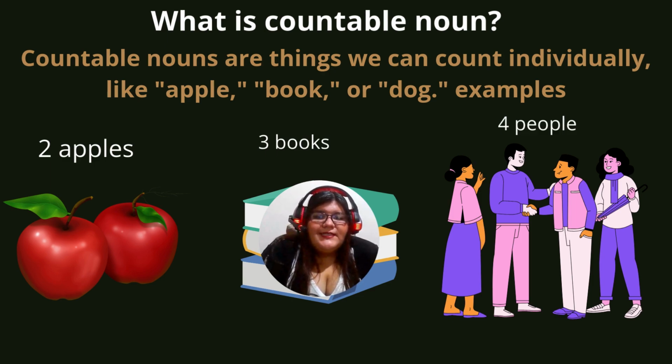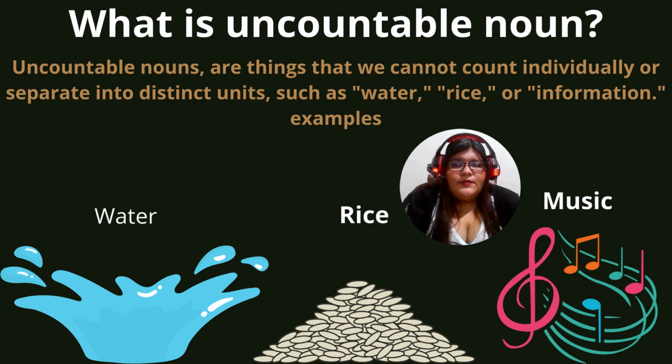Then I have three books, right? You can touch them, you can see them. We have three books. Then we have here four people, right? We can count them. We will know the difference between countable nouns and uncountable because with countable nouns we can count the things. It doesn't matter if it's people, animals, books, but that we can count, right?